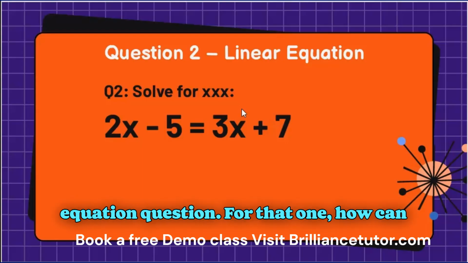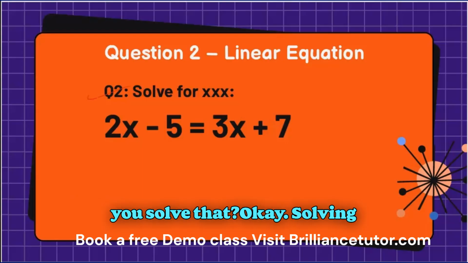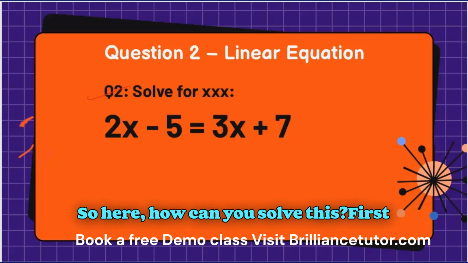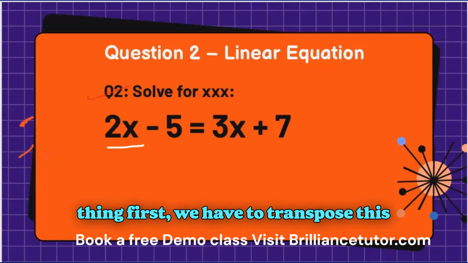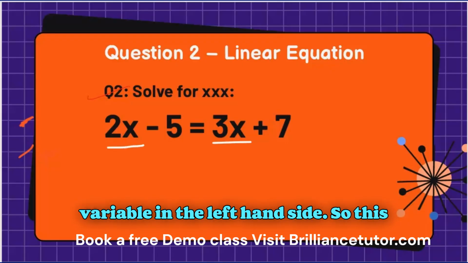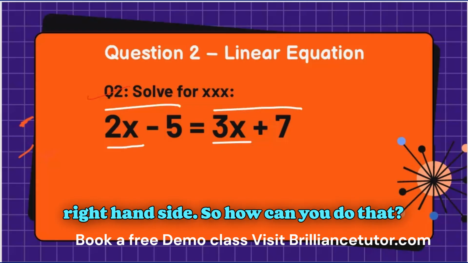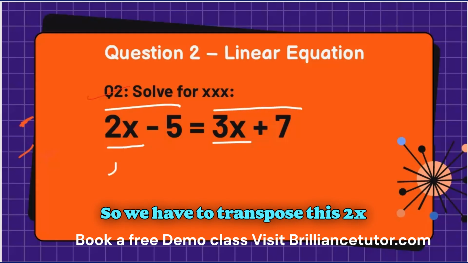It's a linear equation question. How can you solve that? Solving this one is a very easy part. So here, how can we solve this? First thing first, we have to transpose the variable to the left hand side. So this is the left hand side and this is the right hand side. So how can you do that? We have to transpose.